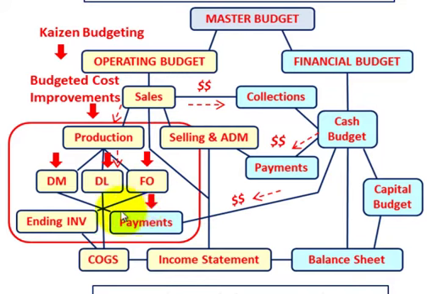By doing that, that affects the payments. You'd be reducing the payments that you have to pay for the materials, labor, and your overhead. By reducing those payments, that affects your cash budget under your financial budget. You'd be reducing your cash budget amounts for the payments that you have to pay out.